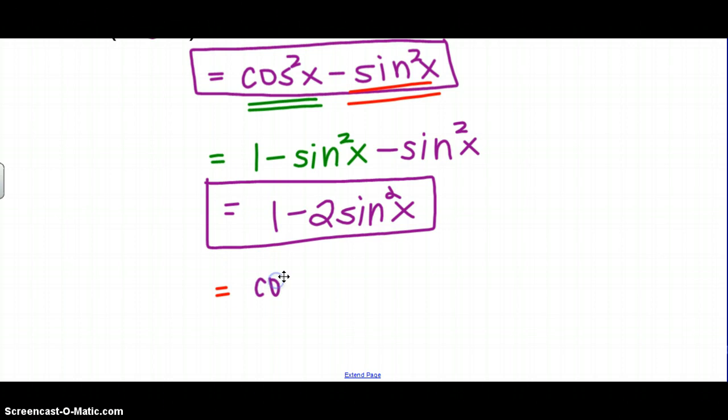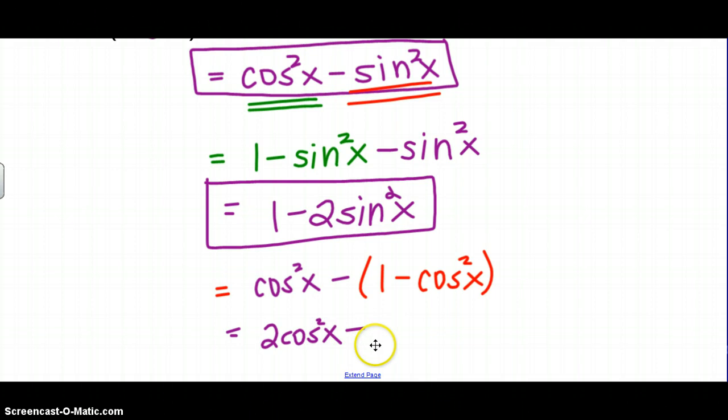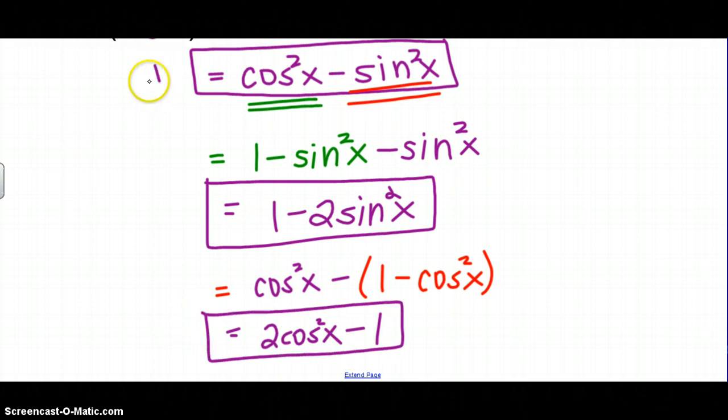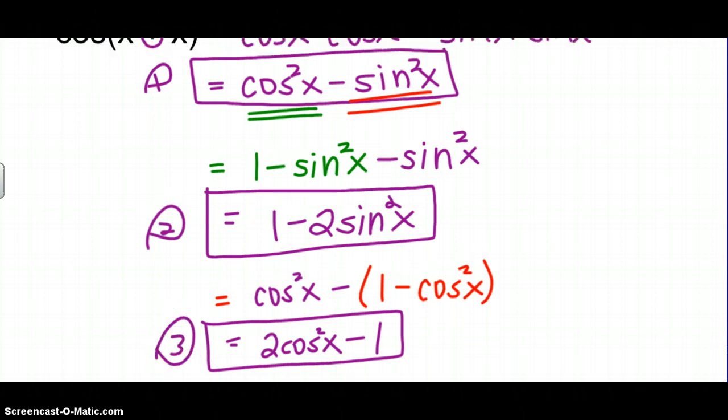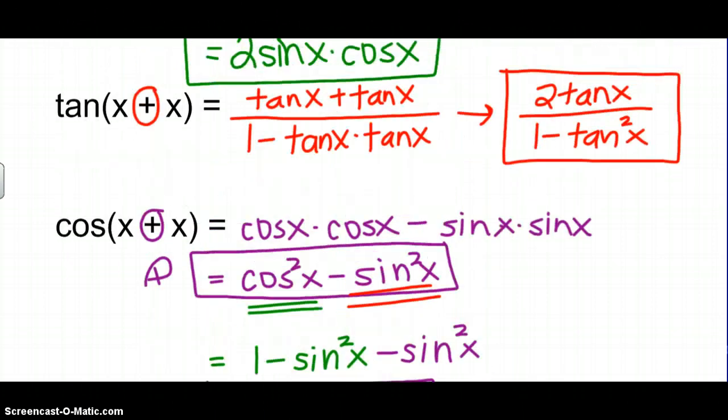Okay? Likewise, I could think about this original one that I found and replace the sine squared. So I'm going to leave cosine squared where it is. This time I'm going to change the sine squared into 1 minus cosine squared. Distributing in, I'm going to get cosine squared minus 1 plus cosine squared. So I now have 2 cosine squared minus 1. So the double angle for cosine has 1, 2, 3 different versions, but they're all based off of using our sum formulas.